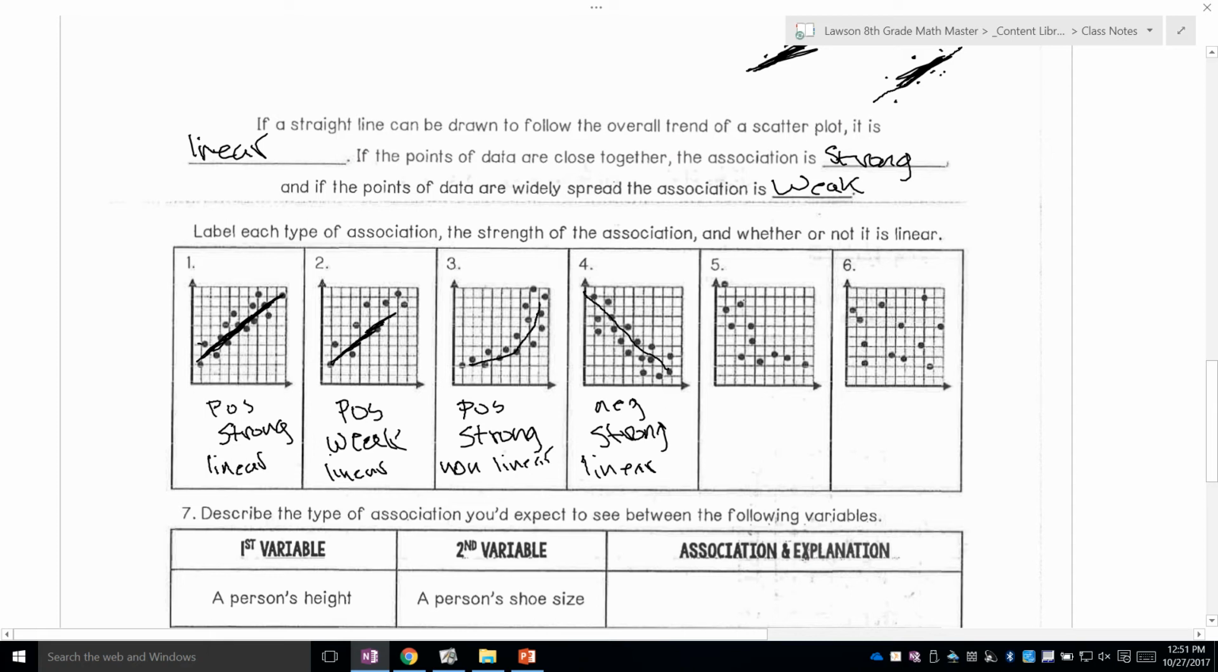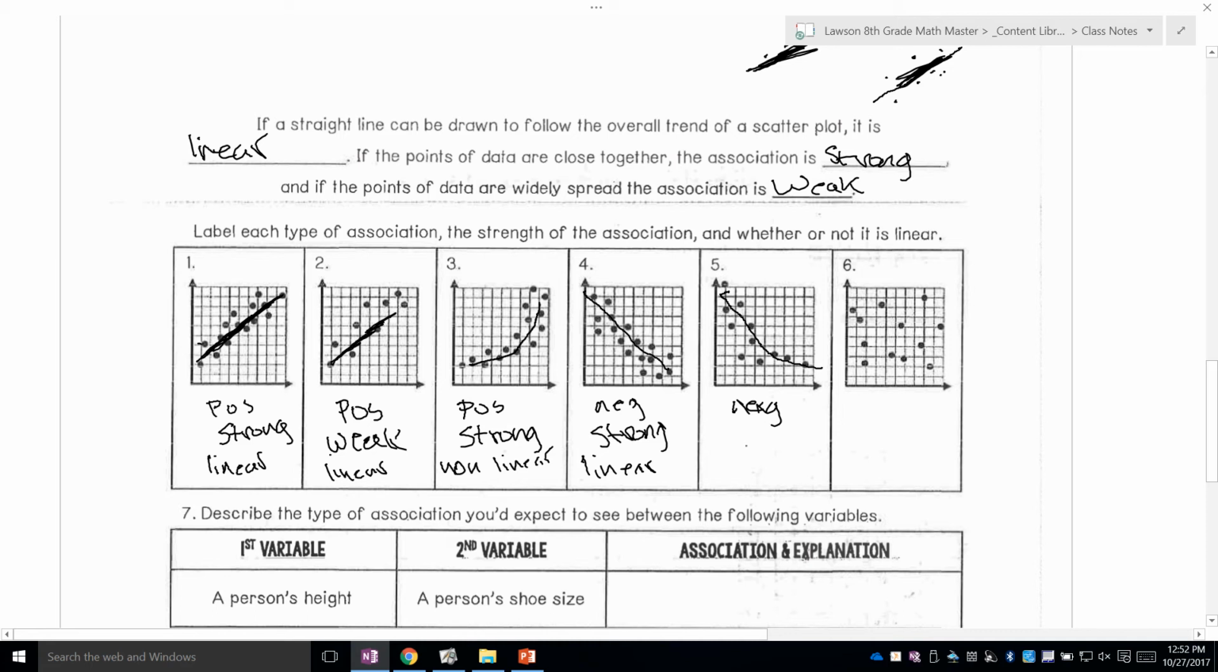Okay, now we're looking at number 5. I'm going to draw a line pretty much down the middle of this, and it seems to go over there at the end. Moving from left to right, if I was to walk down this line, I'm going to go down, so it's going to be negative from left to right.